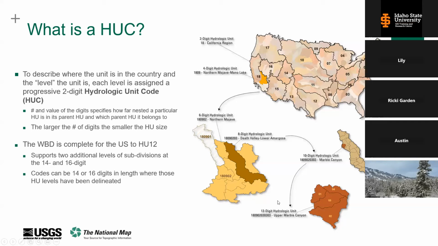Now, the WBD data set is complete for the US to the 12-digit hydrologic unit level. In our data set, we do support 2 additional levels of subdivision, and we call these the 14 and 16 hydrologic units. Now, those are optional for delineation. You're not going to see them everywhere. And since we have these 2 additional levels, the codes can be 14 or 16 digits in length where those levels have been delineated.